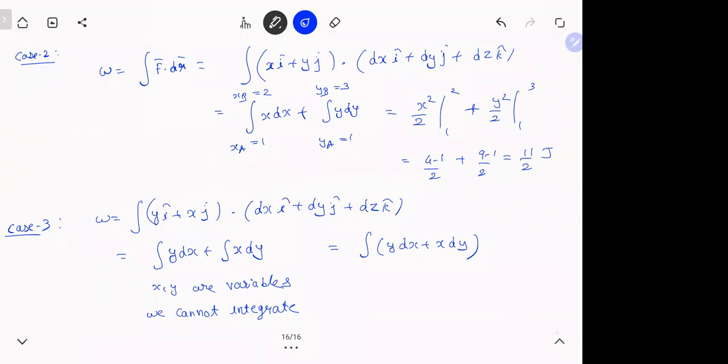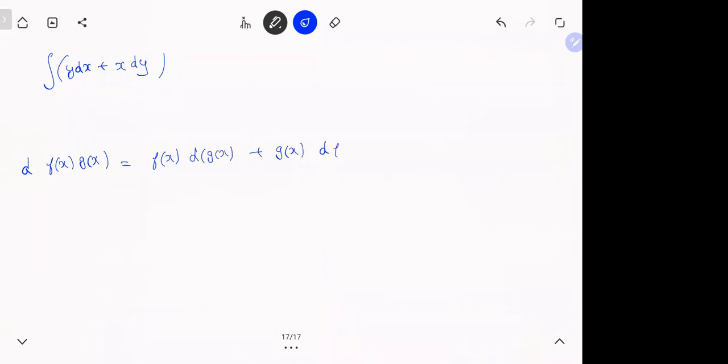Now how to integrate these things? See, y dx plus x dy. Now, this is just a method actually. Remember this formula? Differential of f of x into g of x, the product rule: f of x into the differential of g of x, plus g of x into the differential of f of x. So I can use a similar logic here. This can be written as integral d of xy. Make sense? Product rule.